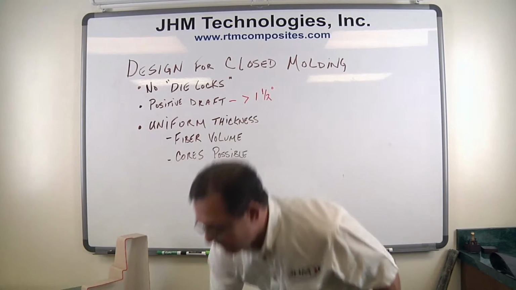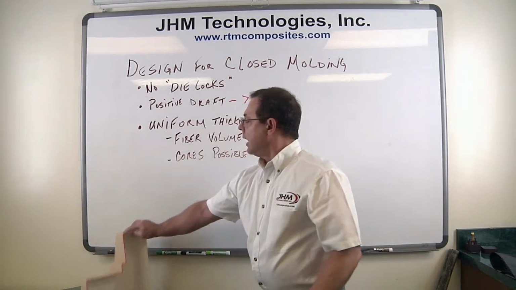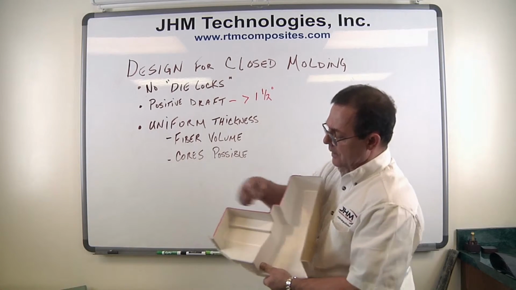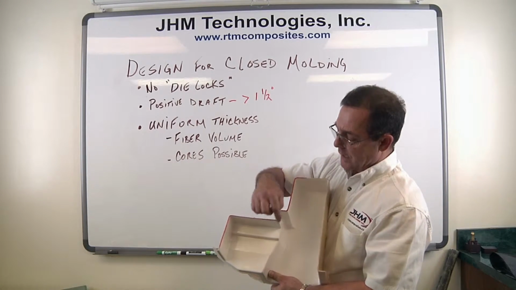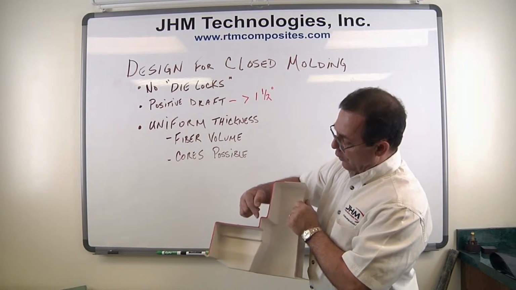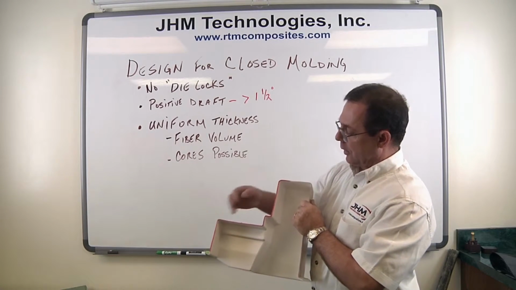Uniform thickness. Now in that case, you take this part for an example. You can see the red is highlighted the edge of part. Now, that part is uniform in all the radiuses and across all areas.